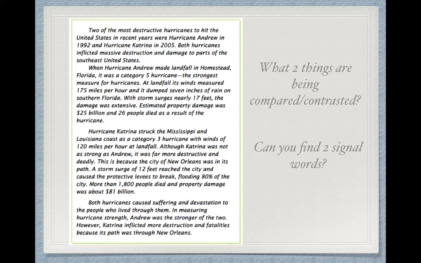Both hurricanes caused suffering and devastation to the people who lived through them. In measuring hurricane strength, Andrew was the stronger of the two. However, Katrina inflicted more destruction and fatalities because its path was through New Orleans. What two things are being compared and contrasted in this paragraph? And can you find two signal words to list?